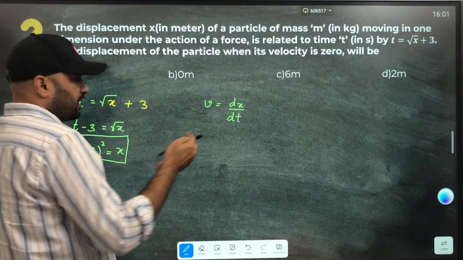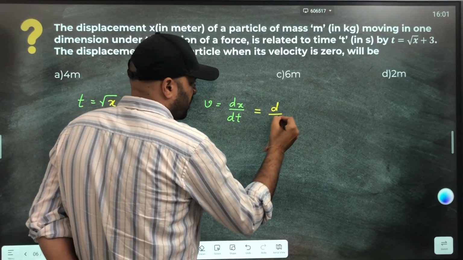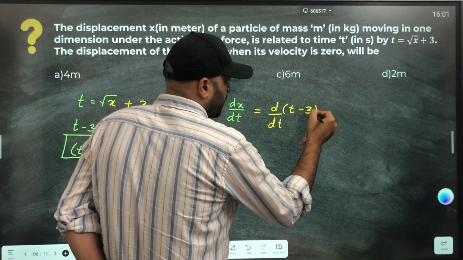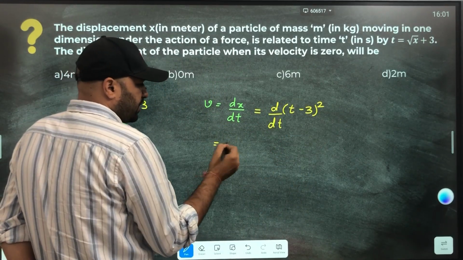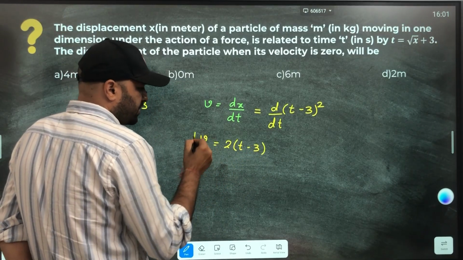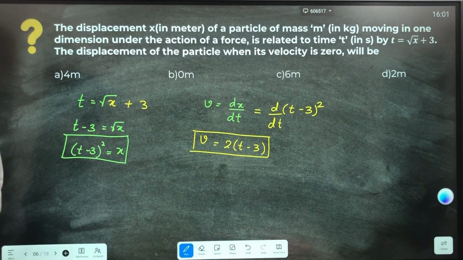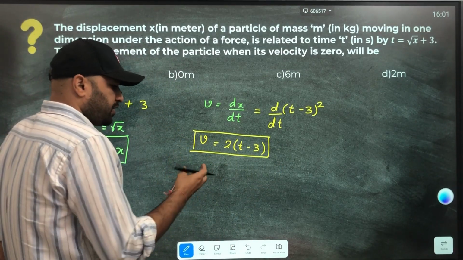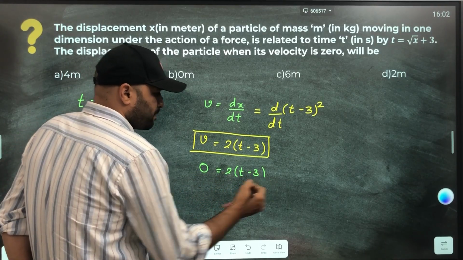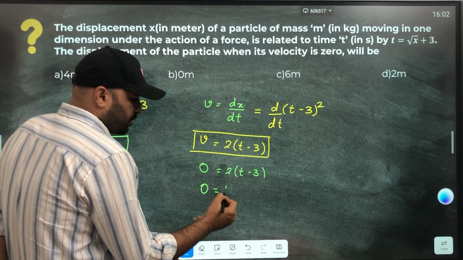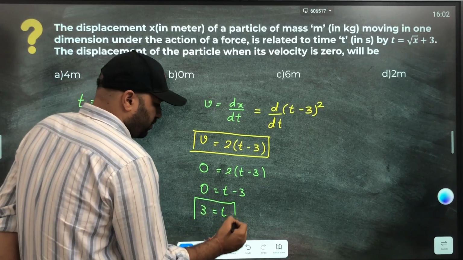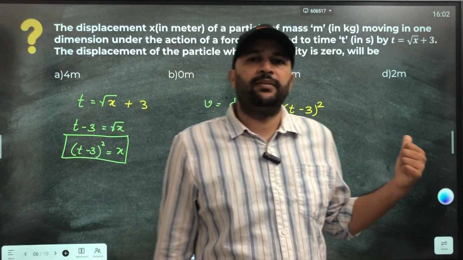What is our x here? Let me substitute here. So it will be d by dt of t minus 3 whole square. Differentiating this, you will get 2 times t minus 3, and that will be your velocity function. Let's put this velocity function equal to 0. So 2 times t minus 3 equals 0, so t minus 3 equals 0, and 3 seconds will be your time. So at t equal to 3 seconds, velocity becomes 0.